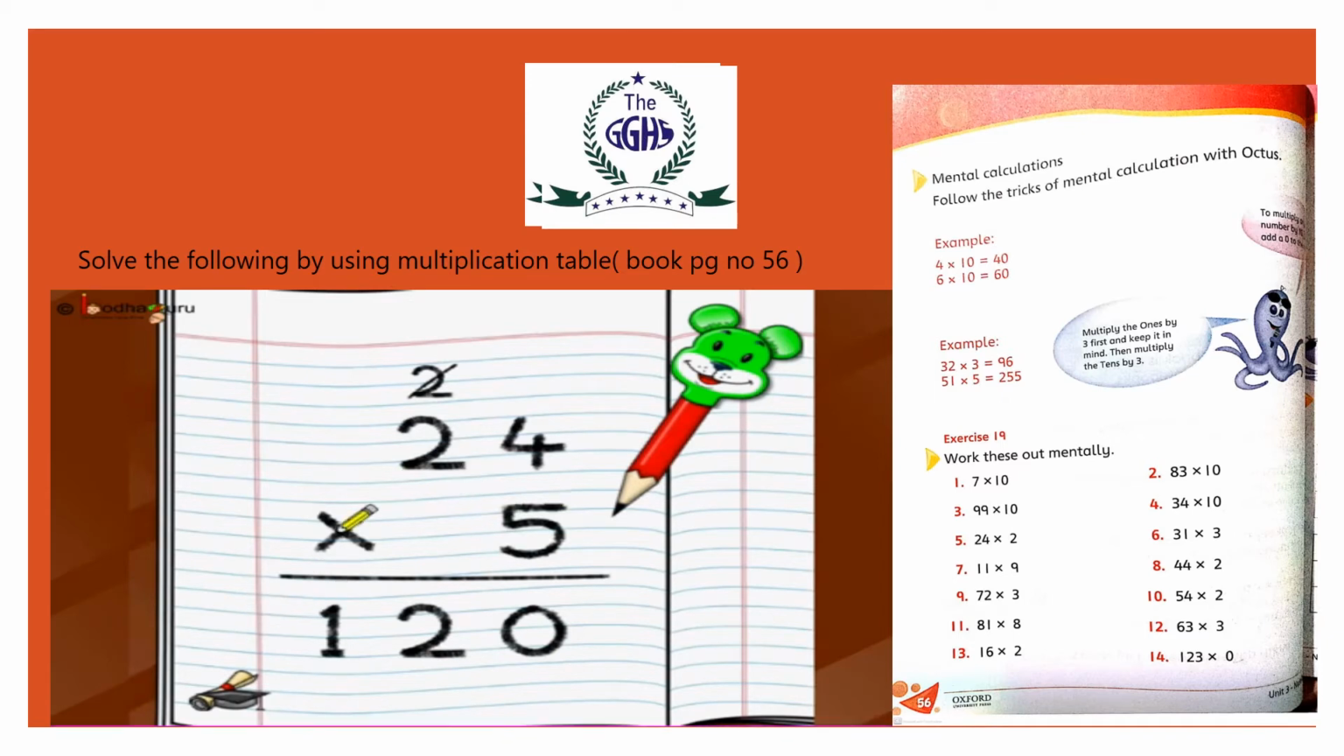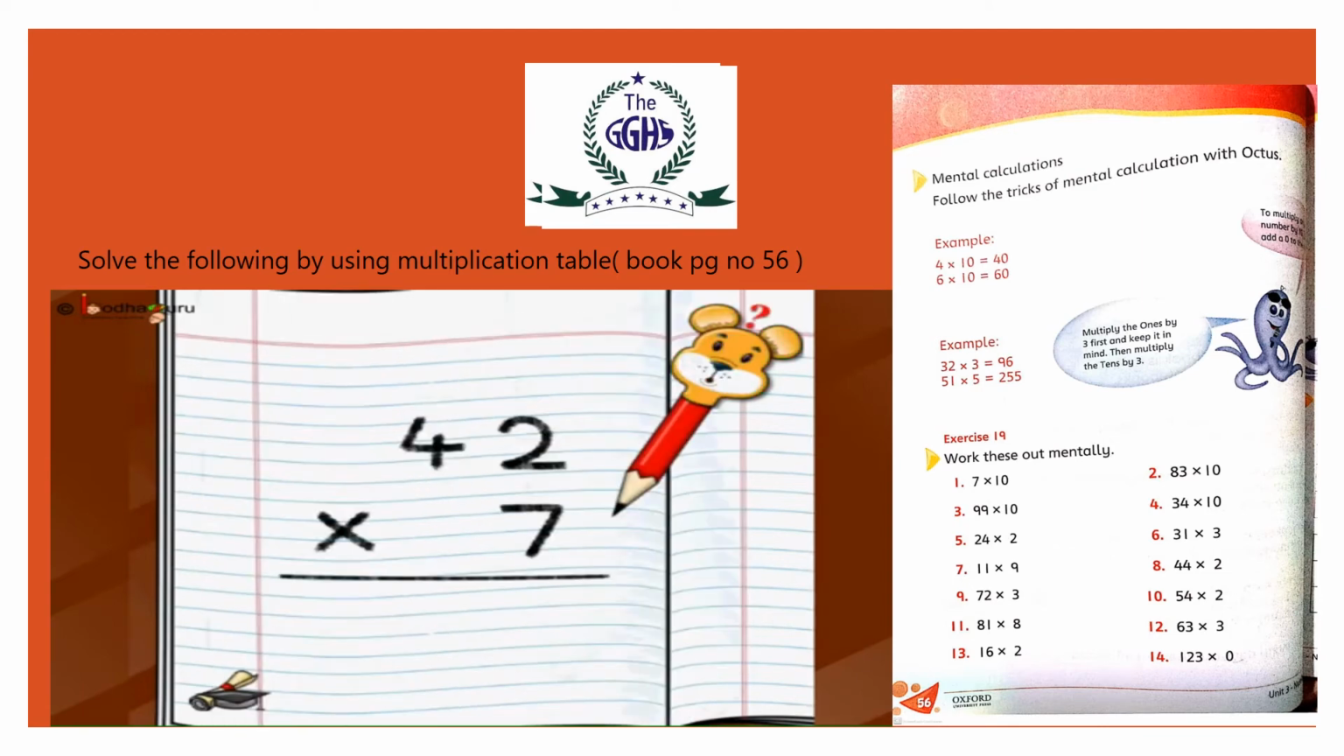So 24 multiplied by 5 is 120. That is 24 children having 5 pencils each. We have a total of 120 pencils in this class.